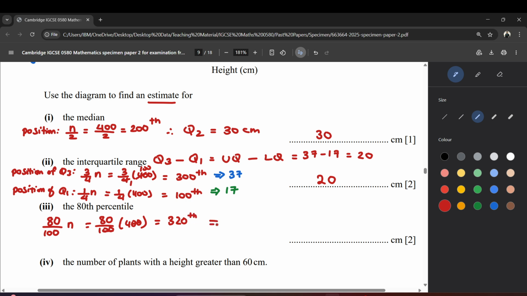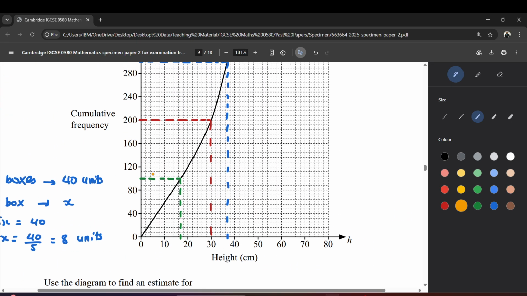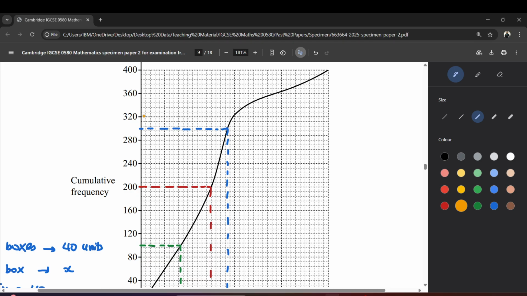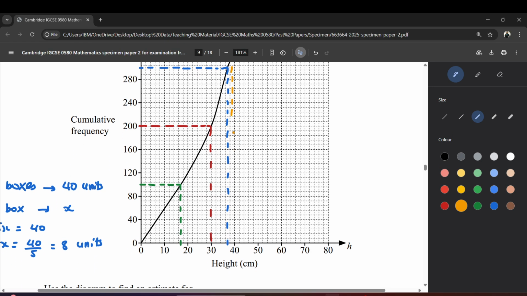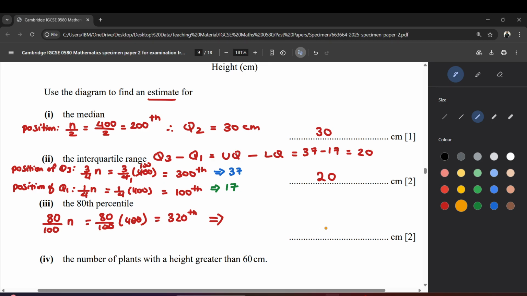Let me use a different color for this. So 320th position. All right, so this is the exact value, so we can directly join it. Now again, this is at the middle of two values, at the center of two values. So this will be somewhere around here. So that is 38 and 40. So this should be 39.